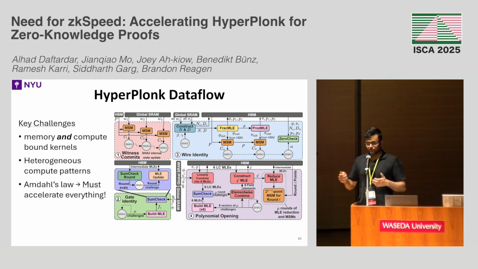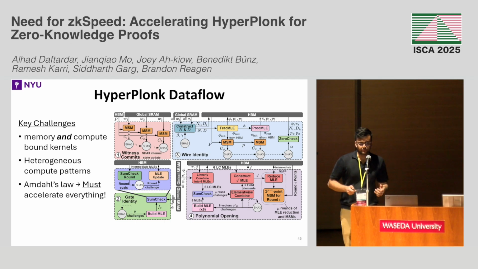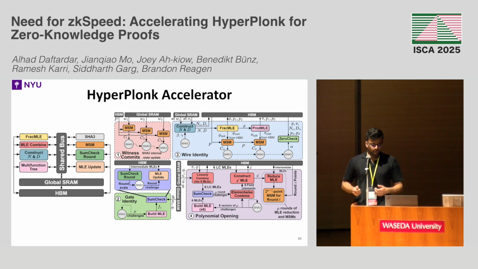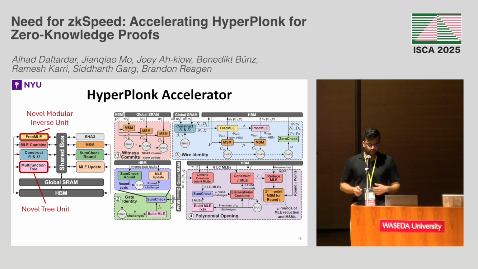Namely, different kernels have different constraints. Some are memory bound, some are compute bound. Different kernels also have different compute patterns. And lastly, because we want to accelerate the full protocol, by Amdahl's law, we must accelerate everything. To this end, we propose a heterogeneous SoC with custom modules integrated with a shared bus, HBM, and global SRAM. Due to time, I won't go into too many details, but I will point you to the paper to look at our novel modular inverse unit and a novel tree unit.